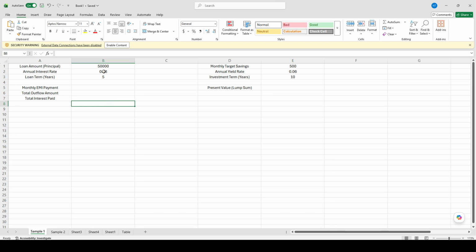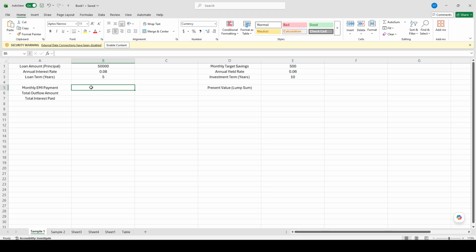To begin, click cell B5. This is where we will calculate the EMI, which stands for Equated Monthly Installment. The EMI is the fixed monthly payment that is usually made toward a loan. It includes both the principal repayment and the interest portion. In Excel, the PMT function is used for this calculation.